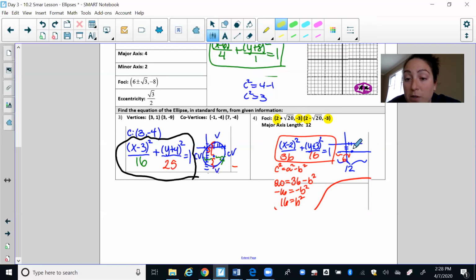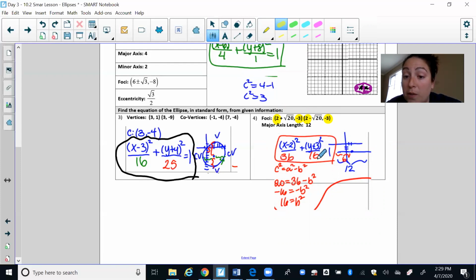So from my center, since I'm moving right and left a total distance of 12, that means that half of my major axis, or my a value, is going to be 6. So 6 squared gives me 36.